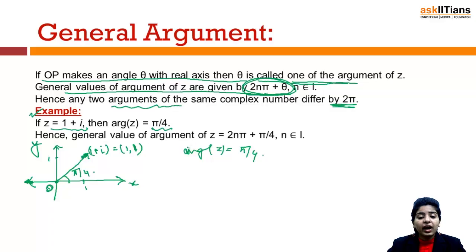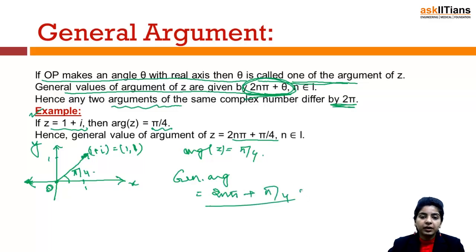And therefore, as we have discussed here, the general value of argument would be 2n pi plus pi by 4. General value of argument is 2n pi plus angle theta, which in this case is pi by 4. So it becomes 2n pi plus pi by 4.